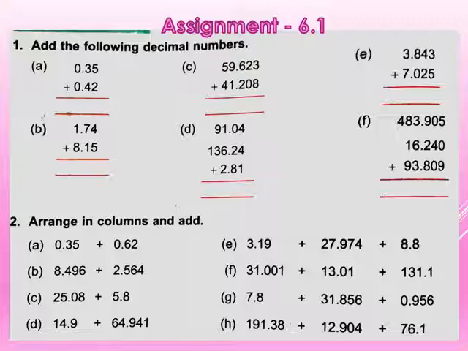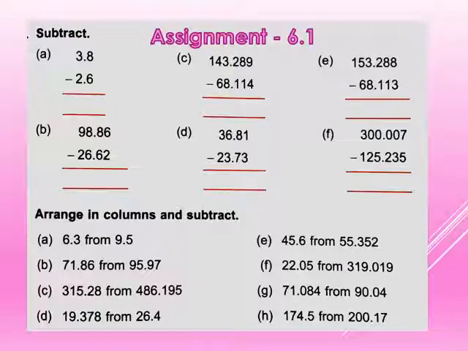In the first question you have to add the decimal numbers. In the second question you have to arrange the decimal numbers in the column, and then you have to add. But before adding you have to convert the unlike decimals into like decimals. See here, you have to subtract the numbers, find the difference between the two numbers, and in the second question you have to arrange the numbers in columns. While arranging the numbers in the columns, if unlike decimals are there, then in that case you have to convert the unlike decimals into like decimals and then subtract the numbers.